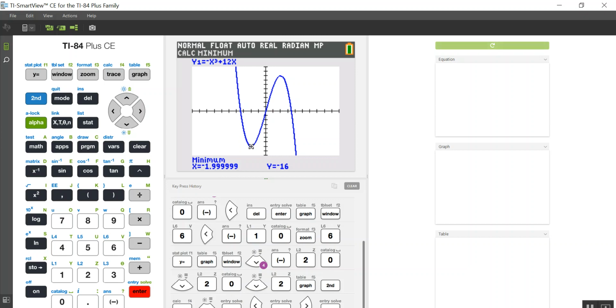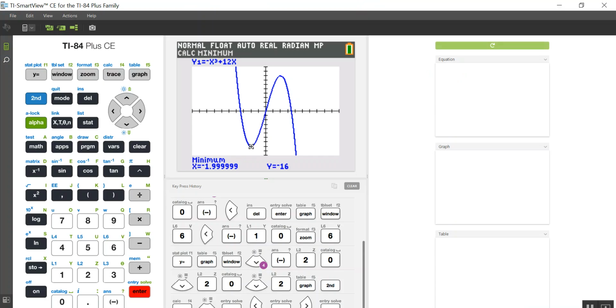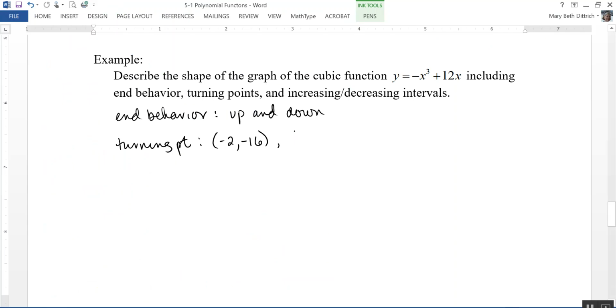Okay, that's negative 2, negative 16. So I have a turning point at negative 2, negative 16. And actually, I'm not going to take the time to do it now, but if I were to do the same thing with this point up here, I would discover that that's the point, positive 2, positive 16. It isn't always going to be symmetric like that, but that's the idea.